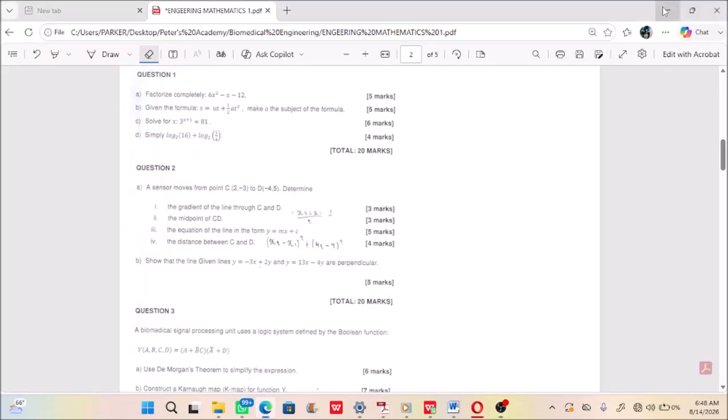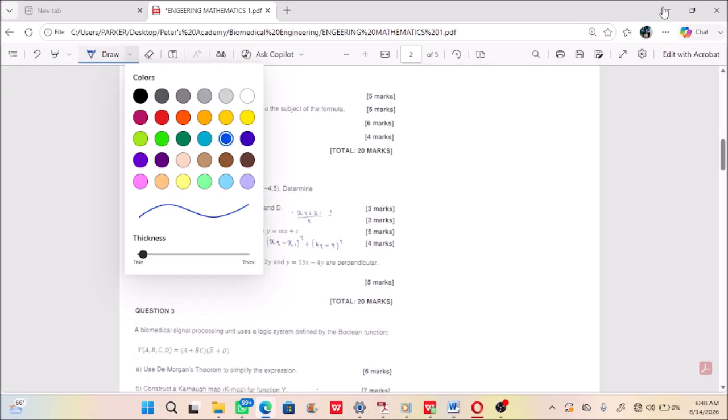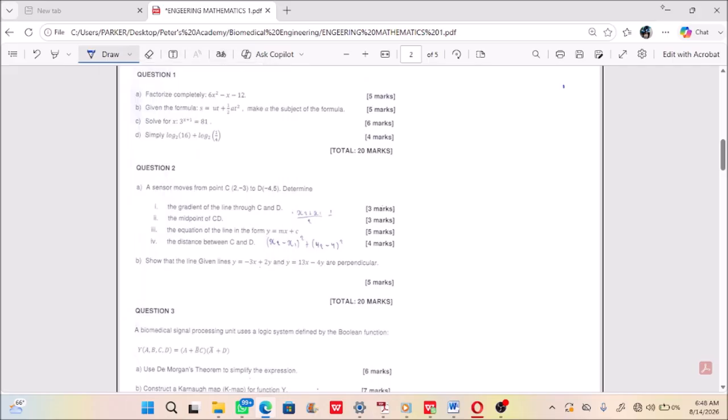Okay, so we go to question 4, question 2, Roman numeral 4. This is the question that we'll start with: the distance between CD. Now, how do you find the distance between C and D?